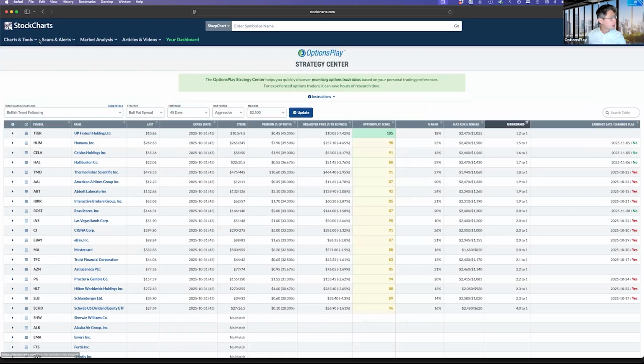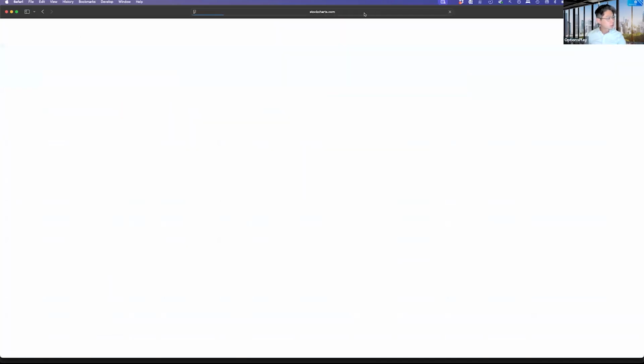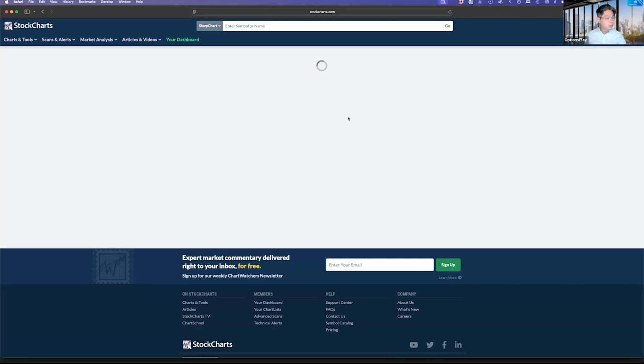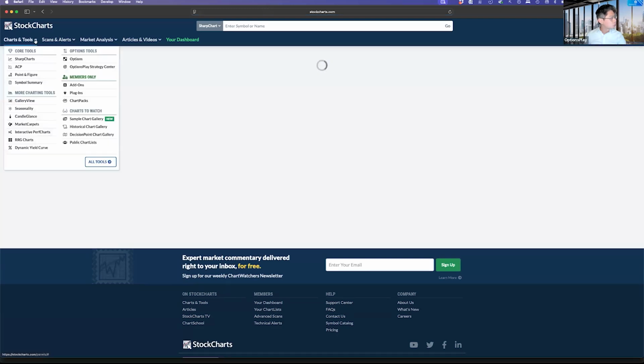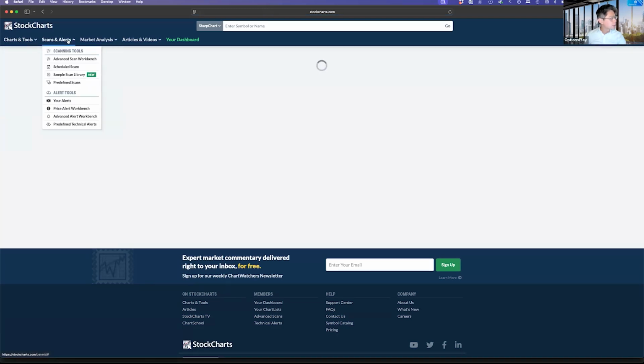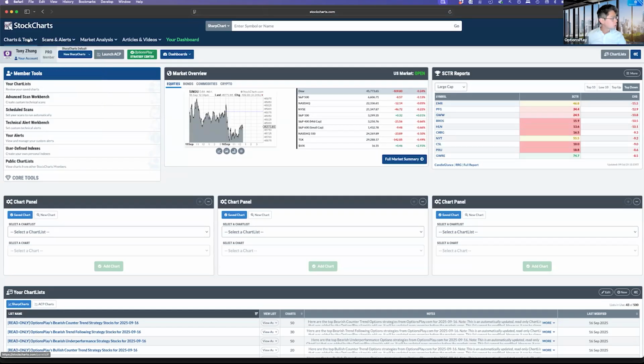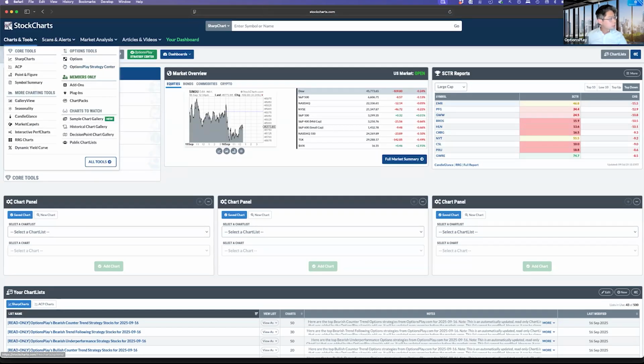This is the OptionsPlay Strategy Center inside of your StockCharts account, right? So if you go to your StockCharts account, once you log in, under scans and alerts, you will see, under charts and tools, under the options section, the OptionsPlay Strategy Center. You can also access the OptionsPlay Strategy Center directly from your dashboard. So there are multiple places that you can access this.